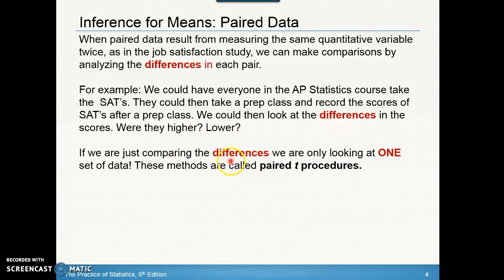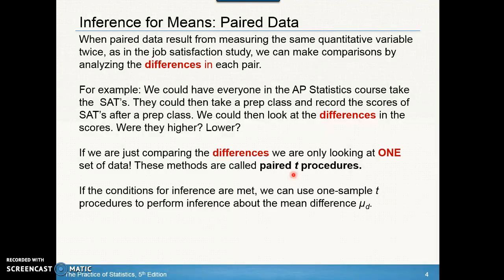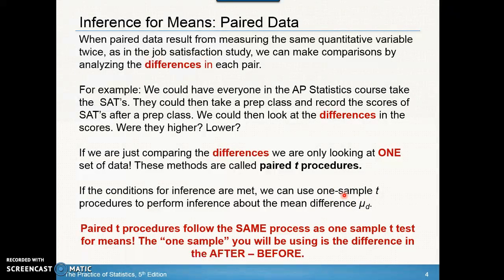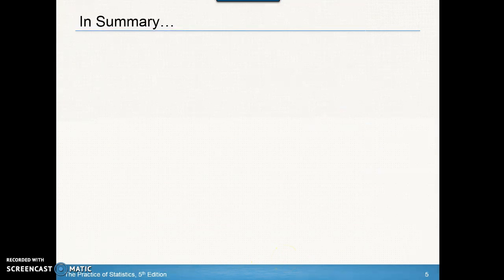If we're just comparing the differences, we're only looking at one set of data. Since we're only looking at one set of data, the method we use for this test of significance is called a paired t procedure, which is basically the same thing as a one-sample t procedure. You're not really using anything new in this section. We just have a few little things that we're changing with some notations. But if the conditions for inference are met, that's your simple random sample, 10% condition, and approximately normal condition, we use a one-sample t procedure to perform inference about the mean difference. That's basically saying we're taking a look at the difference and asking, is this difference in the before and the after actually significant? But it's only one sample because the only thing we're looking at is the differences. Paired t procedures follow the same process as a one-sample t-test for means. The one sample you'll be using is the difference. We're always going to do the after minus the before, because that's going to tell us what the difference is.